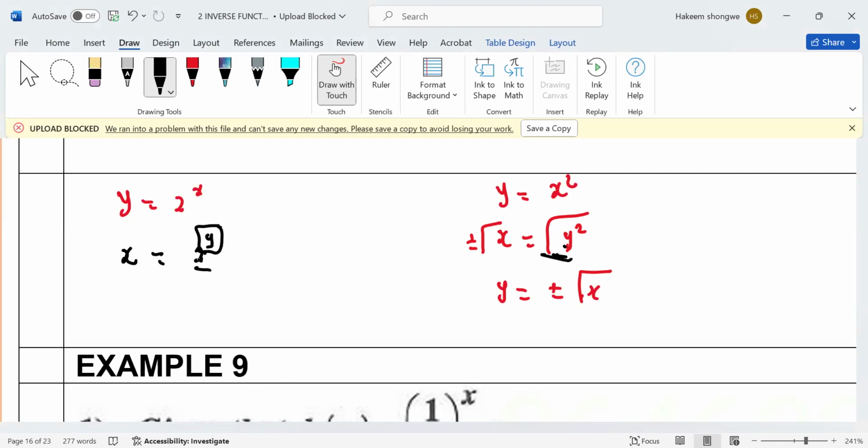What is the log going to do? It's going to take this 2 here. If the log takes the 2, what is going to happen to the y? If we take this 2, what is going to happen to the y? It goes down again. And then what are we going to have? We're going to have y equal to log base 2 of x. This is our inverse of this function.